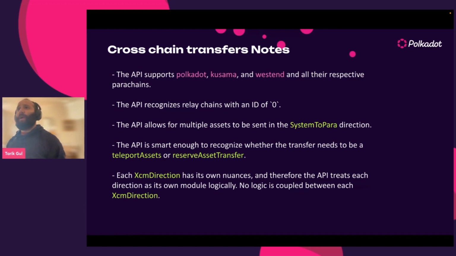So for the system parachain direction, the API actually allows you to send multiple assets at once. And a big important thing to understand as well is the API is smart enough to recognize whether you need to have a teleport assets or a reserve asset transfer call. Now, this is super important with the way that relay chains and system parachains and sovereign parachains work on trust and security, and whether or not the asset you're going to send is native, foreign, or recognized as trustworthy.